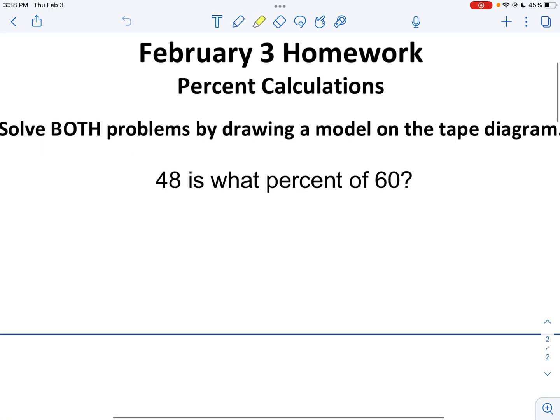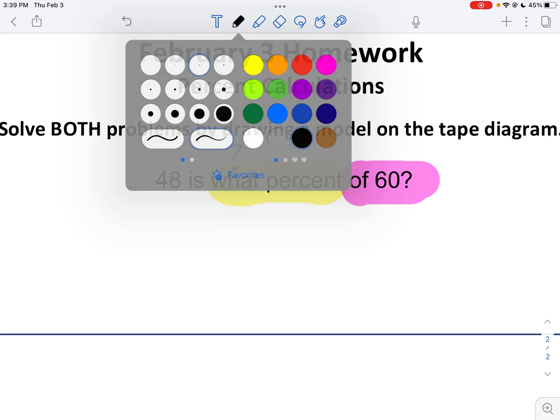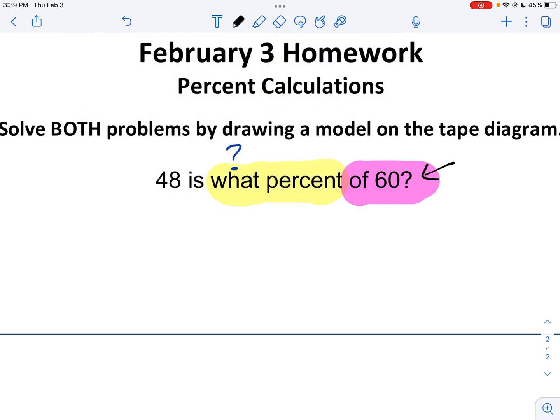So immediately I can see the word percent, and in front of it is what. So we are going to be solving for the percent. At the end of your work, your answer is going to be on the top of the bar. I also see the word of. I want you to picture the posters in my room. Of is one of those pink words that means the whole. So if it says of 60, then immediately you know that 60 is the whole or the total.